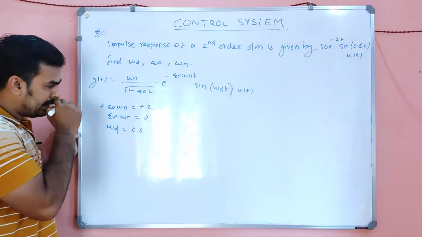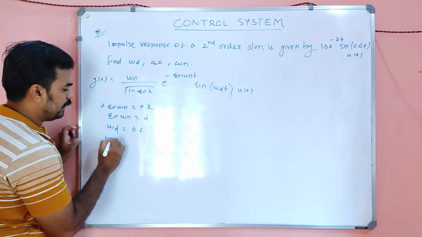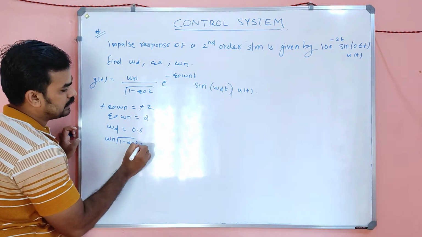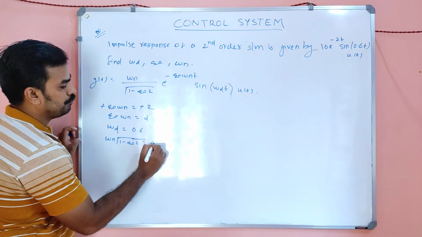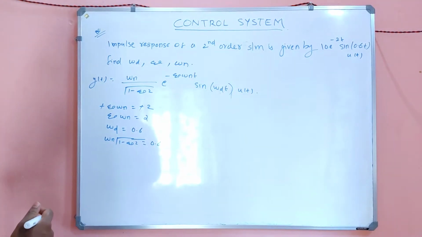So omega d is nothing but omega n root of 1 minus theta square, which equals 0.6. So you got omega d, and you got theta. How can we find theta then?